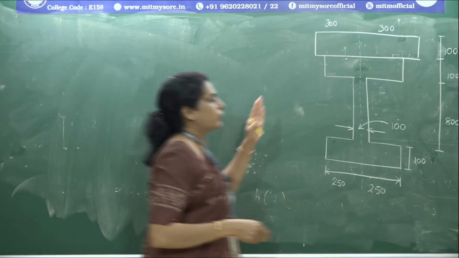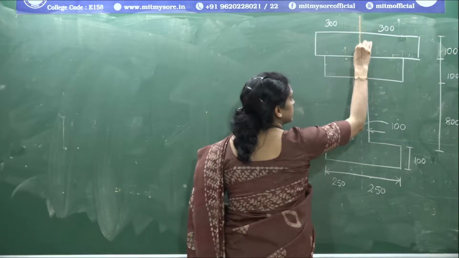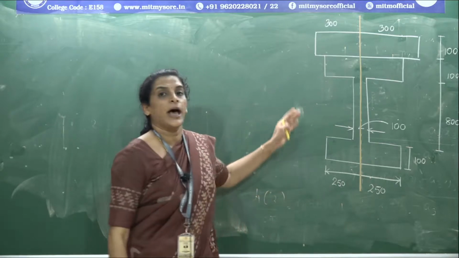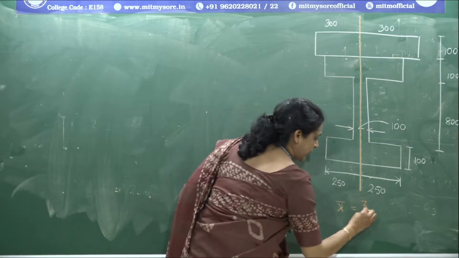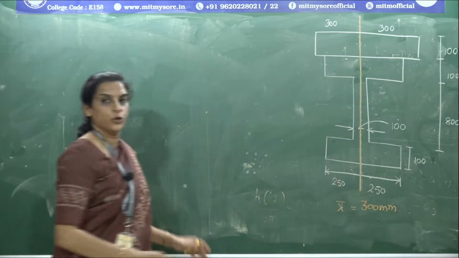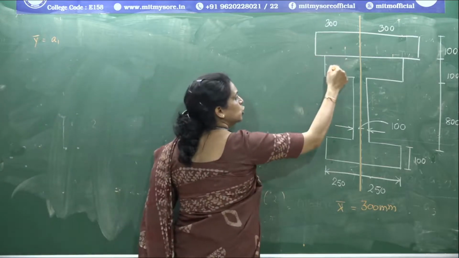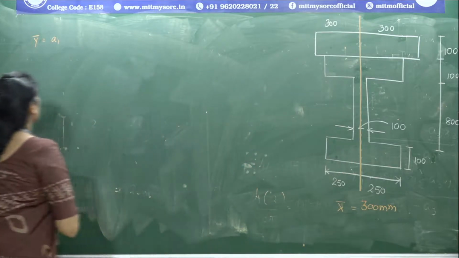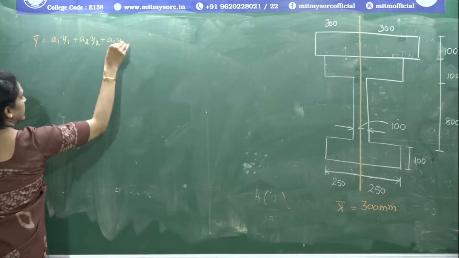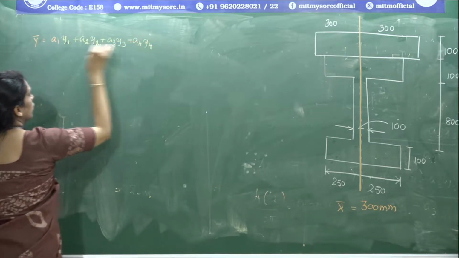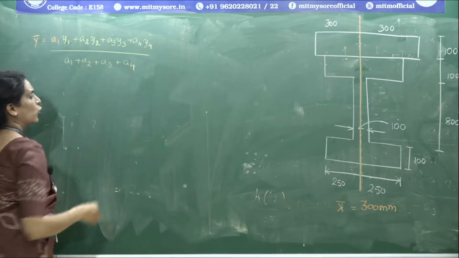So from this diagram we can just see where is the axis of symmetry? It lies on y axis. So since axis of symmetry lies on y axis, we have the value of x bar as 300 mm. So we are supposed to find out y bar here. Since we have 1, 2, 3 and 4 rectangles, we are supposed to find out a1 y1 plus a2 y2 plus a3 y3 plus a4 into y4 divided by a1 plus a2 plus a3 and a4.